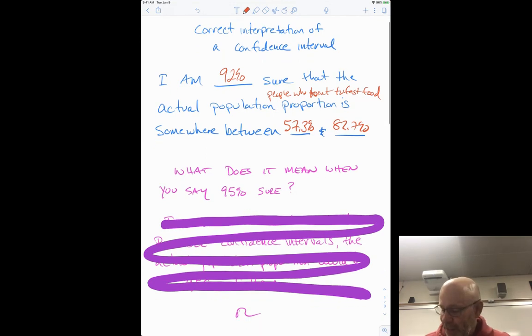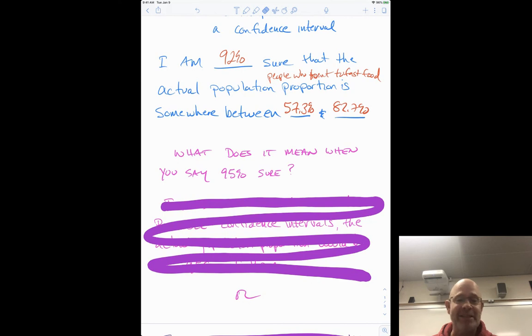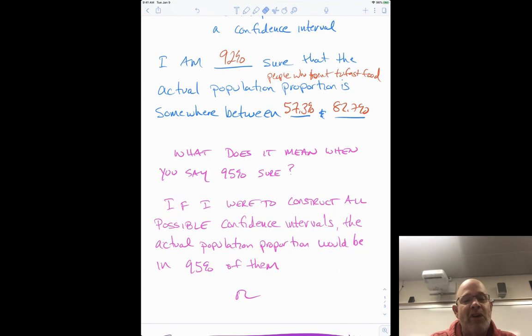And then the last thing is, what does it mean when you say you are 95% sure? And our problem was 92, so we can just change it to 92. There's two ways to say this. What this means is it's not a probability. Remember, it's not a probability. It means that if I were to construct all of the possible confidence intervals, all of them, millions of them from this sample size, the actual population proportion will be in 95% of them. Okay, sometimes we're going to get it, sometimes we're not. All right, so if I were to construct, it's really important to hear this word, all of the confidence intervals, the actual population proportion would be in 95% of them.